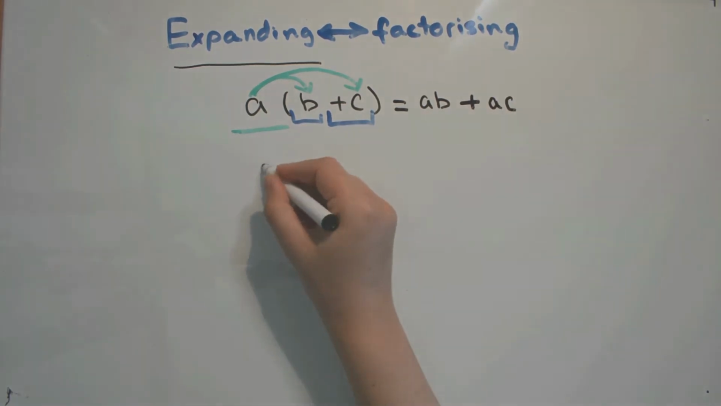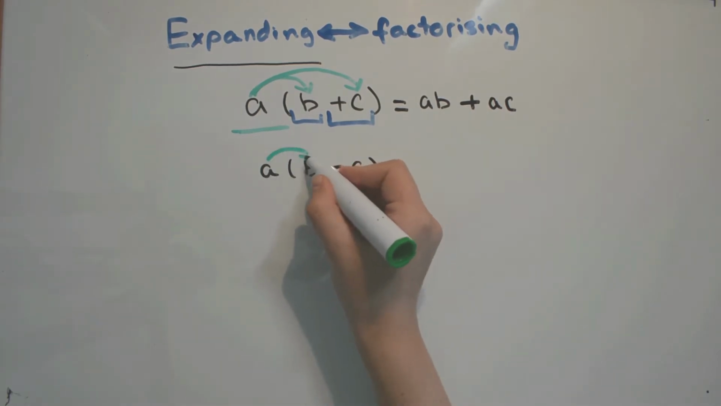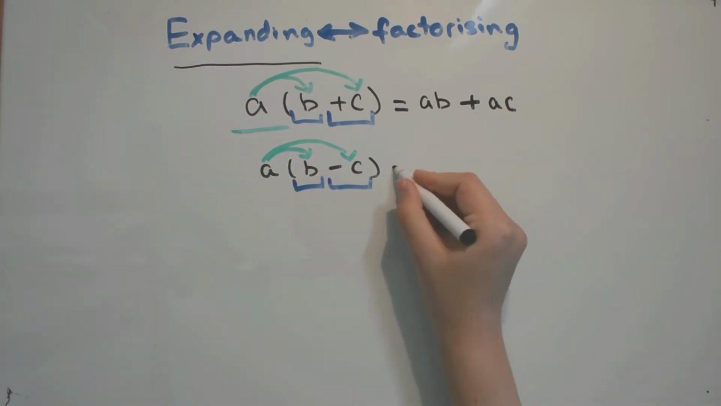I'll also show you how to do the same thing if you had minus c. Okay, so as I said, the part in the brackets is b and minus c, so we get ab minus ac.